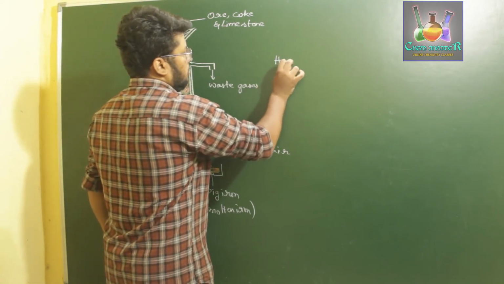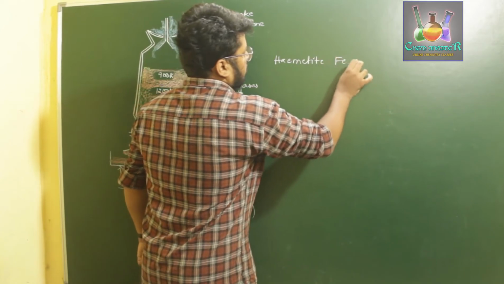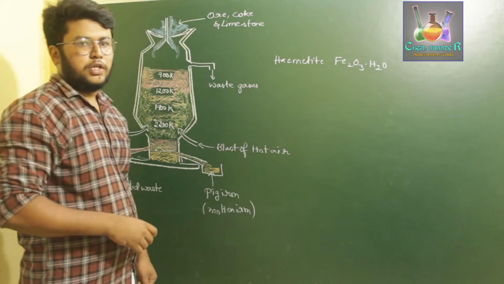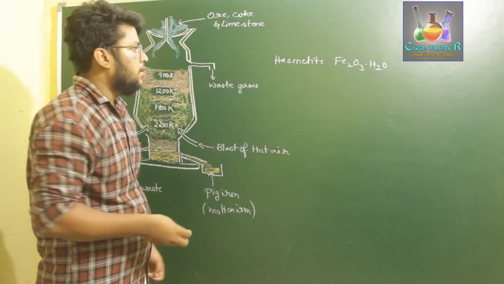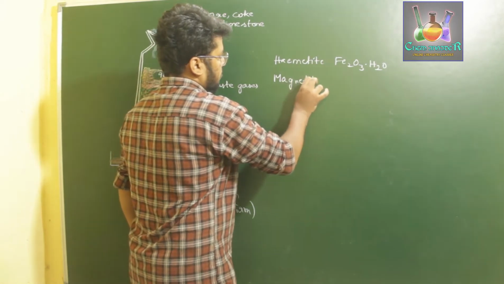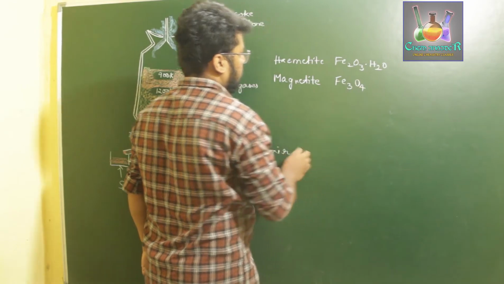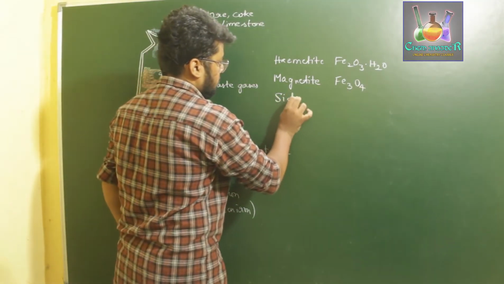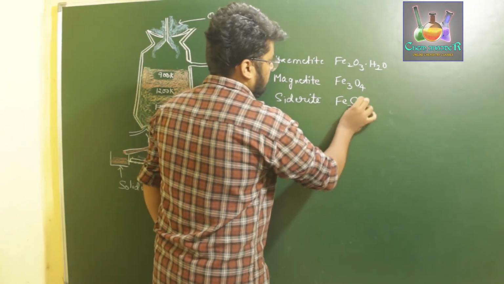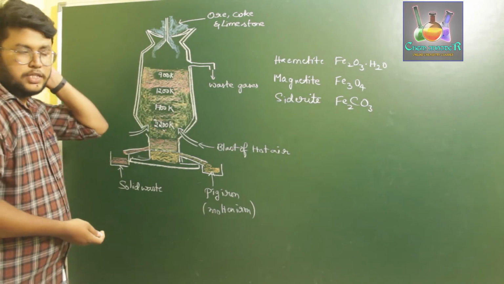Hematite has the formula Fe2O3.H2O, along with SiO2, etc. And we have magnetite with Fe3O4, and siderite with FeCO3. So these are the 3 ores which we are going to use for extraction of iron.